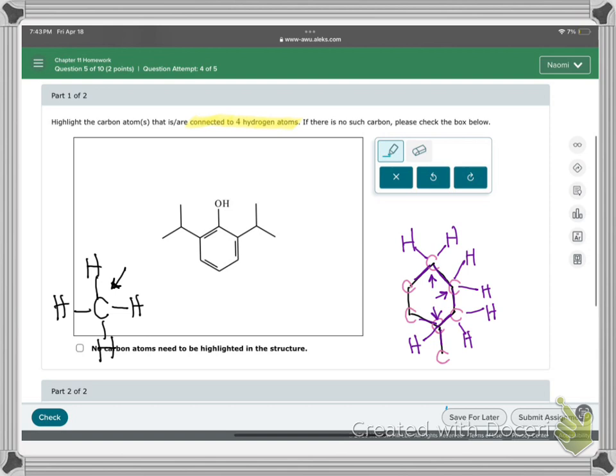So if we catch that quickly enough, we wouldn't even have to go through this molecule, which I'll go through with you, but we wouldn't have to go through it. We would just check the box down here in the corner, because there's going to be no carbons in this structure that can have 4 hydrogens, because if you have 4 hydrogens, you can't bond to anything else. So the answer to this one is that there's no carbons.